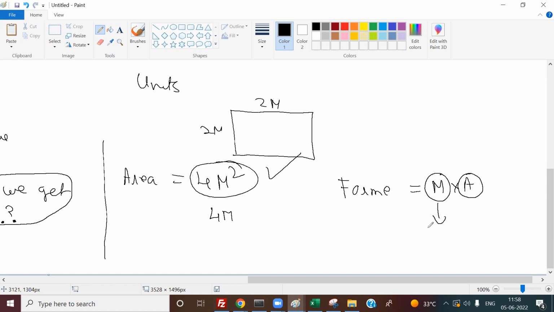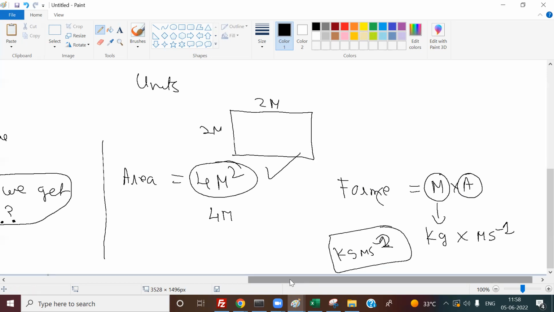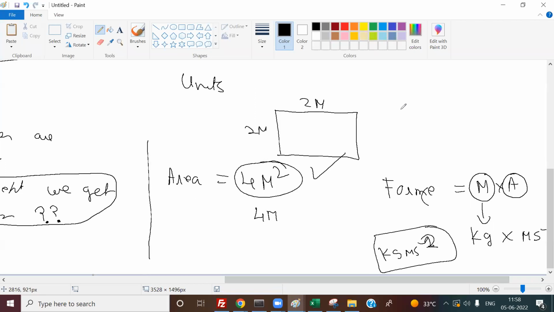Mass का unit क्या होगा? Let's say kgs. और acceleration का unit? Meter per second squared, m s minus 2. So unit of force would be kg m s minus 2. Now, so basically ये idea clear हो रहा है that units multiply and divide.